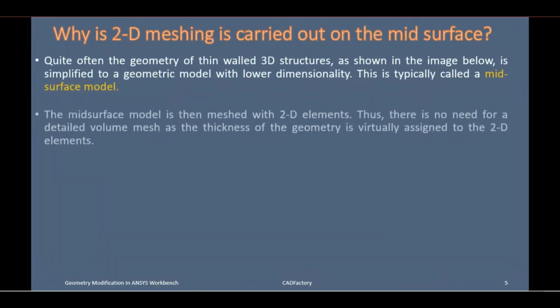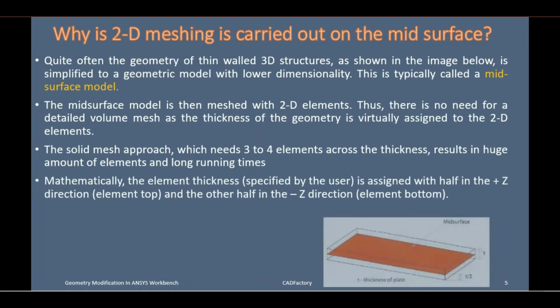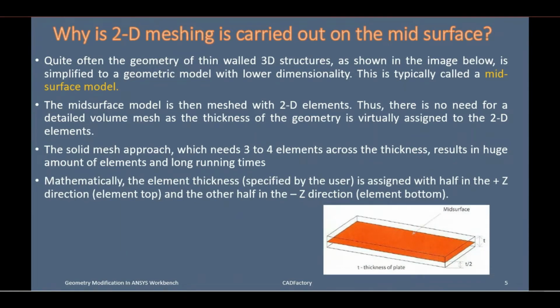So why is 2D meshing carried out on the mid surfaces? First of all, we have to understand what is meant by a mid surface model. Quite often the geometry of thin wall 3D structures, as shown in the image below, is simplified to a geometric model with lower dimensionality. This is typically called a mid surface model. Most of the components of a vehicle, for example in the automobile sector, are thin wall 3D structures, and we have to convert the 3D structures into a lower dimensionality, that is a 2-dimensional structure.